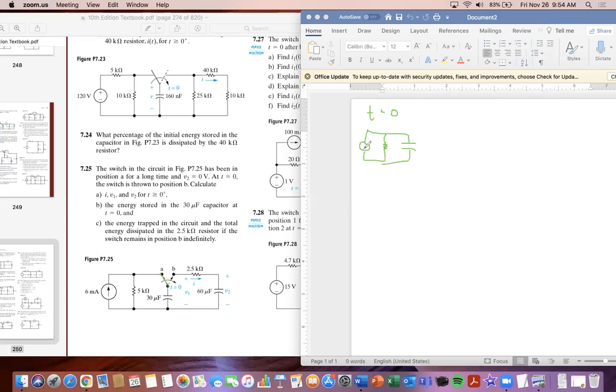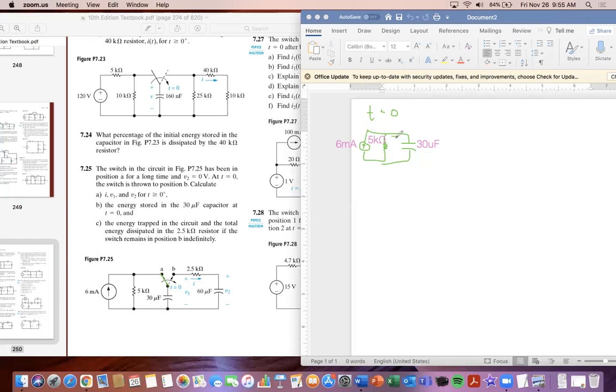So looking at this, drawing it out, here I have 6 milliamps. Then here I have 5 kilo ohms. And then over here I have 30 microfarads. Okay, so what we know is the voltage drop. It's been in this position for a long time. So remember, a capacitor is sort of like an open circuit. So all the current is going to be going through this 5K ohms. So just do 6 milliamps times 5 kilo ohms. That will give you 30 volts.